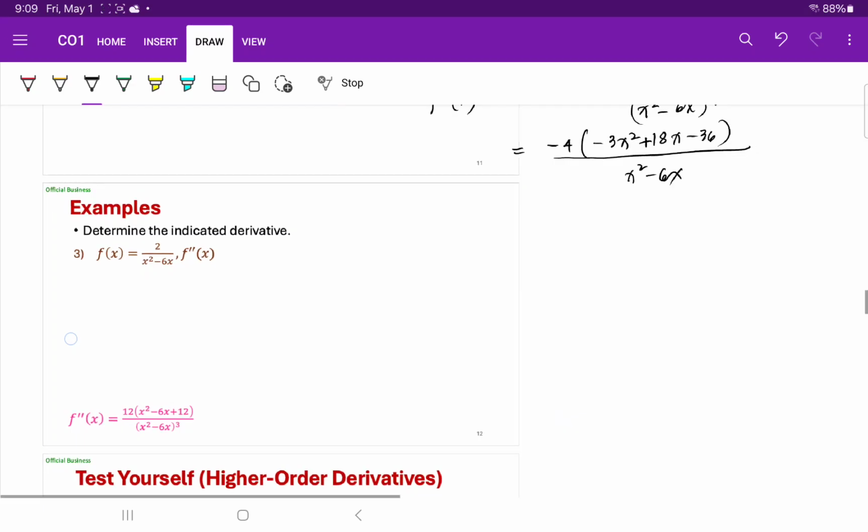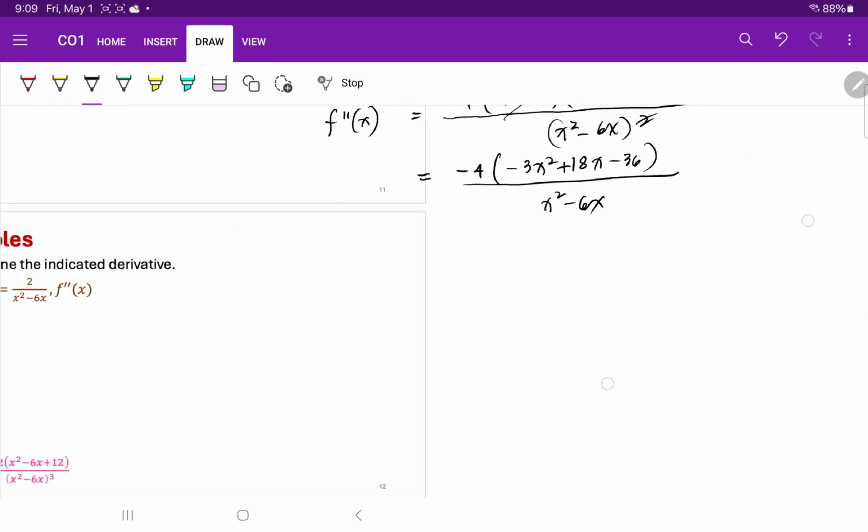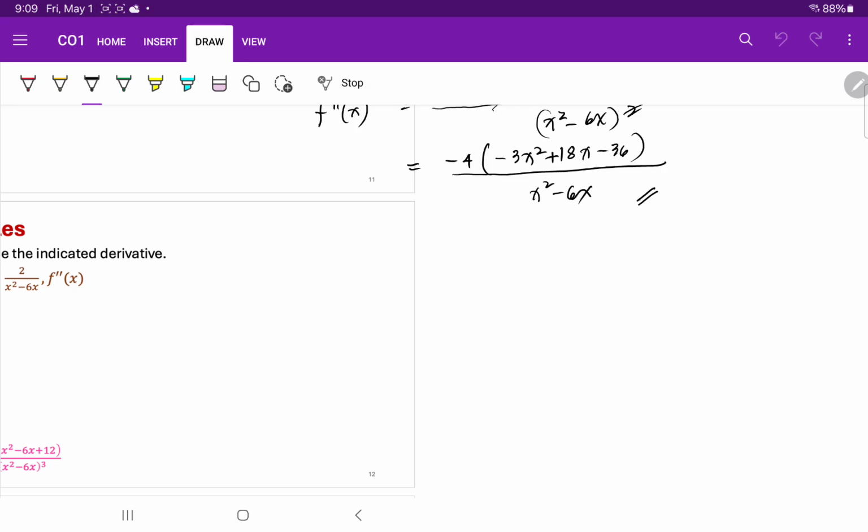So, how did it become 12? Because we factor out. Here, they are the same, but you can continue simplifying this by factoring out which one? Negative 3. So, if you factor out negative 3 here, this becomes 12 times what? X squared plus 6x minus 12 over x squared minus 6x. So, we get the same answer.